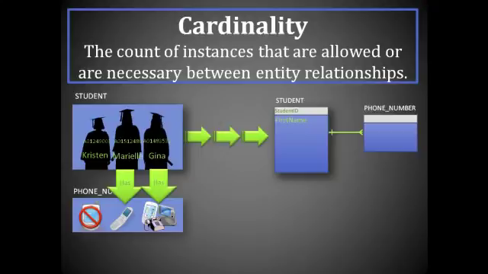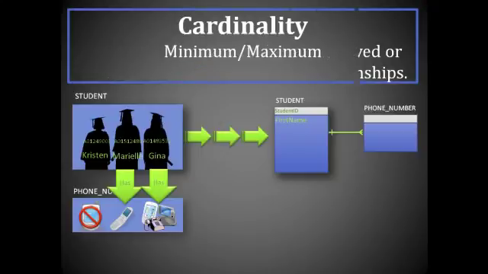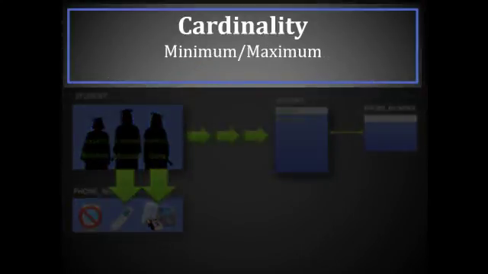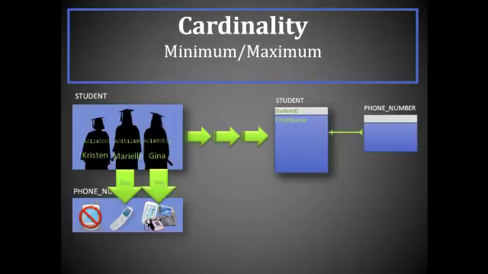Exactly. Now, cardinality is broken down into two parts, minimum and maximum. Minimum cardinality represents the minimum number of instances that are required in the relationship, and maximum cardinality represents the maximum number of instances that are allowed. Wait, so the types of cardinality are what? Minimum tells us the fewest number of rows we need for a relationship, and maximum tells us we cannot exceed a certain number of rows in our relationship.